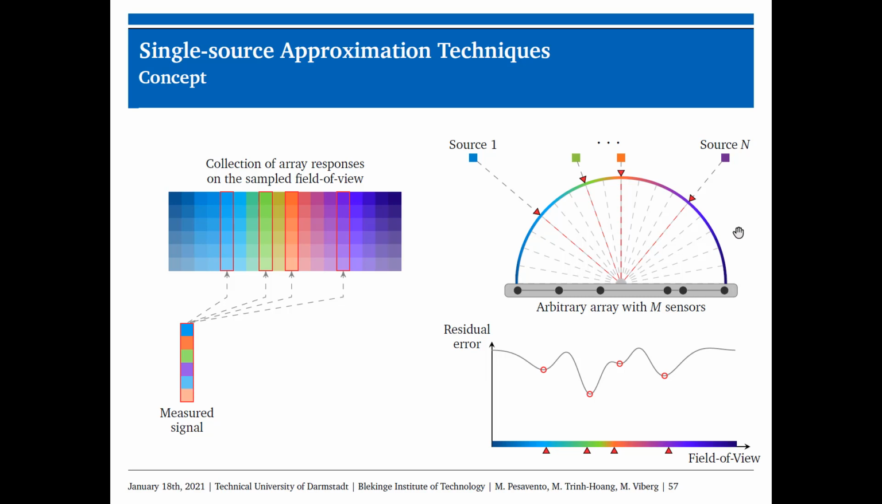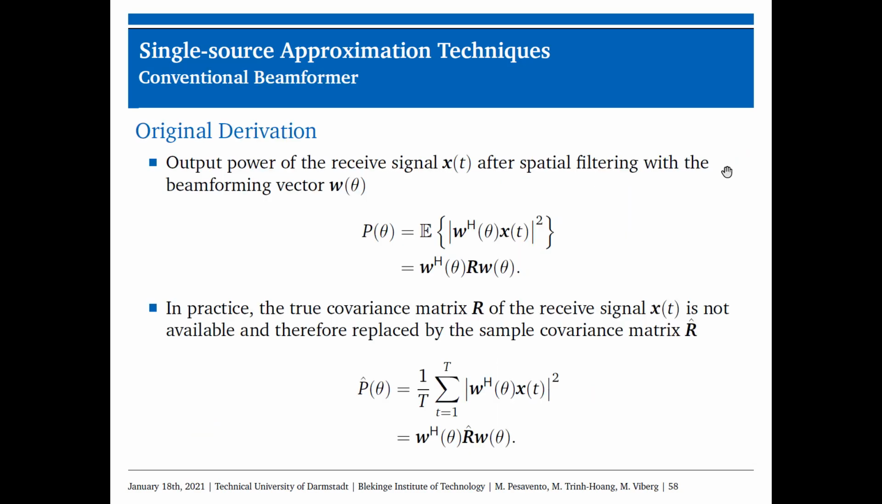With this concept, now we can reinterpret some conventional spectral-based DOA estimators in the literature as the single-source approximation. We first start with one of the earliest DOA estimators, the conventional beamformer. In the beamforming method in general, the received signal at the sensor array X is combined in a linear fashion. The weight of each sensor is gathered in a vector W, which depends on the direction theta. The vector W is called the beamforming vector.